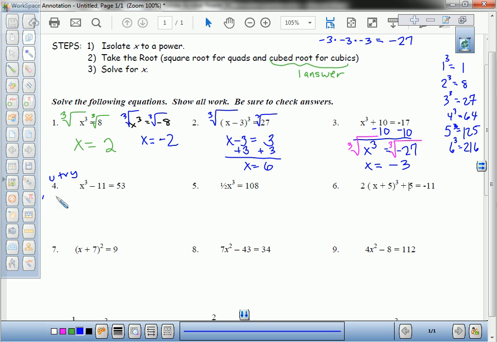Do we have calculators for this unit or not? You might need to. I will check on that.